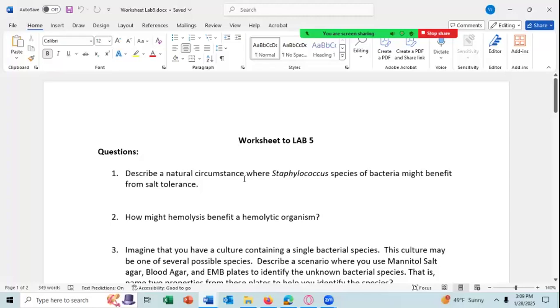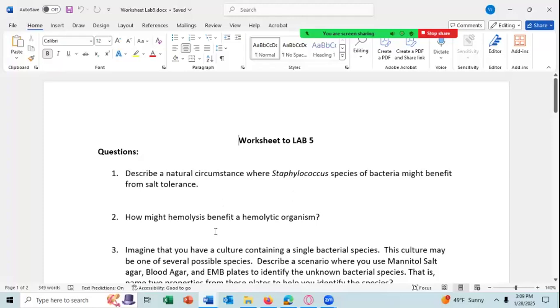All right. So question 1, describe a natural circumstance where Staphylococcus species of bacteria might benefit from tolerating salt. And do not say something like growing it on mannitol salt agar because that is not a natural circumstance.